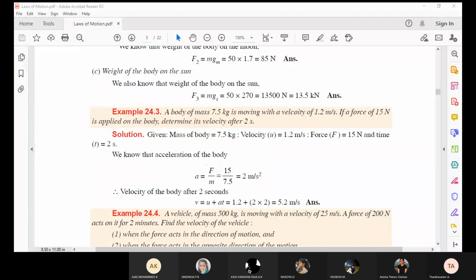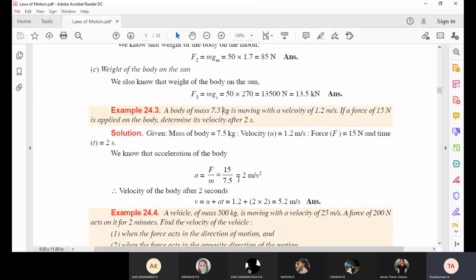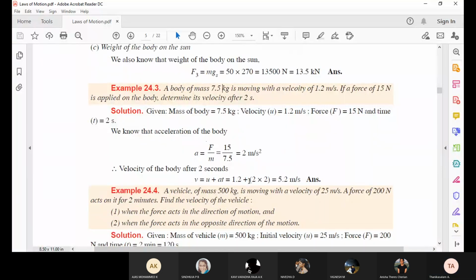We know Newton's second law. What is Newton's second law? F equal to ma. Students, F equal to ma. Therefore, a equal to F divided by m. What is the F value? 15. What is the m value? 7.5. What is the acceleration? 2 meter per second square. So we want final velocity. We know v equal to u plus at. Therefore, v equal to 1.2 plus the acceleration we just calculated, 2, times the time t, 2 seconds. V equal to 5.2 meter per second is the final velocity. Understand?